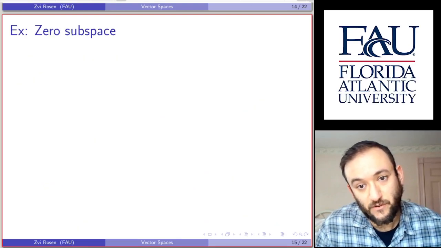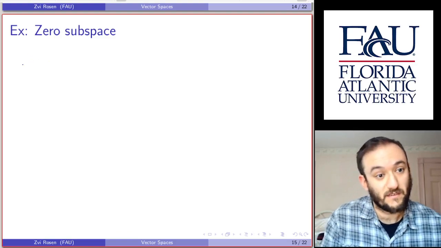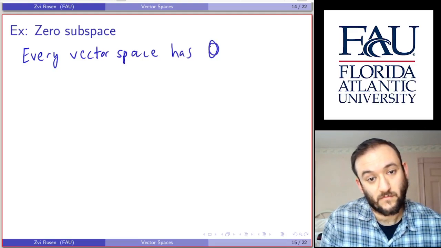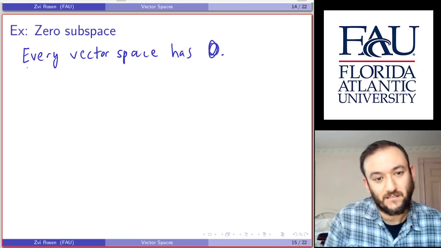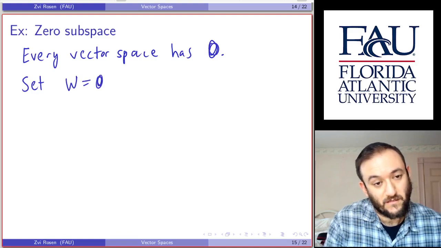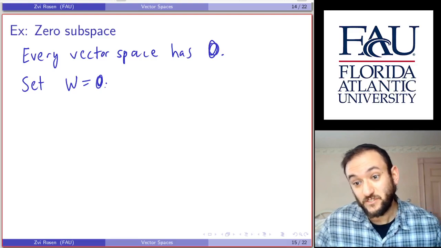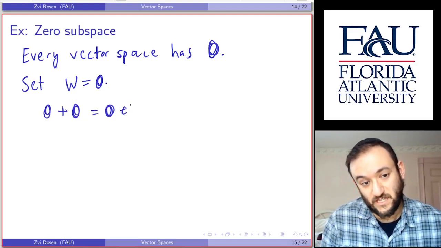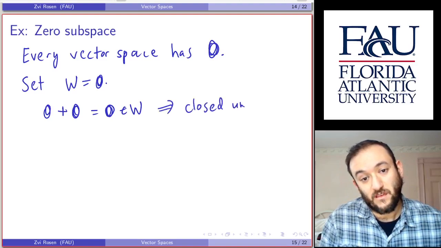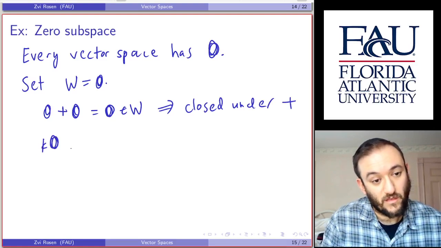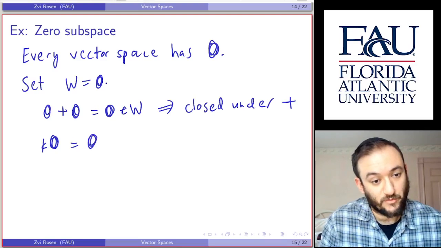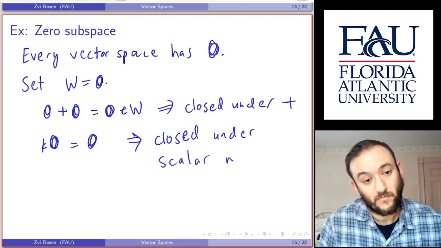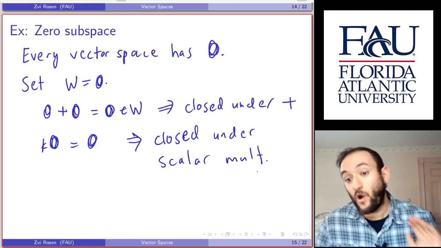So first easiest example is the zero subspace. So the zero subspace of any vector space. So we know that every vector space has a zero element. That's one of the axioms. So if I just take 0 to be my subset, this will satisfy all of the axioms of a vector space, including the closure, right? Because if you have 0 plus 0, this is just equal to 0, which is in W. So that means that it's closed under addition. As for k times 0, we know that that's equal to 0. That's one of the properties we proved. So it's closed under scalar multiplication. Okay, so this is a subspace that you're always going to find.